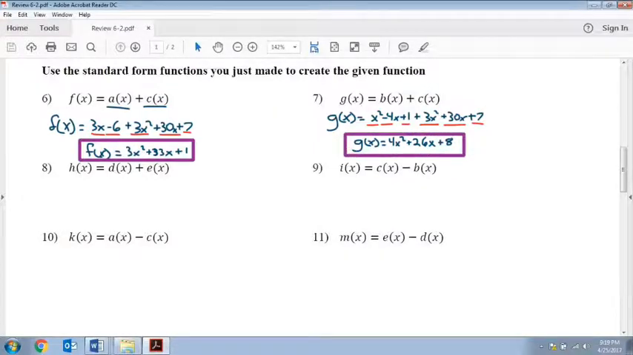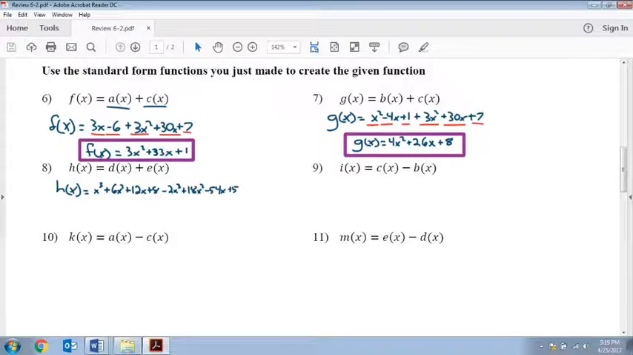Okay? Again, number 8, h of x works the exact same way. Just list them out and add. H of x equals my d of x. In this case, that's x to the third power plus 6x squared plus 12x plus 8, plus my e. E, if you recall, was negative 2x to the third power plus 18x squared minus 54x plus 5.